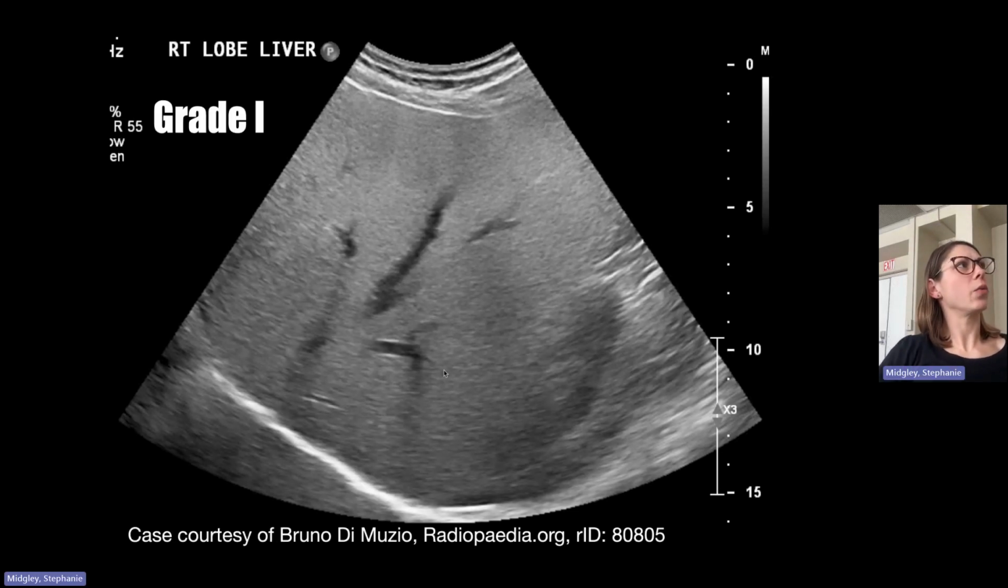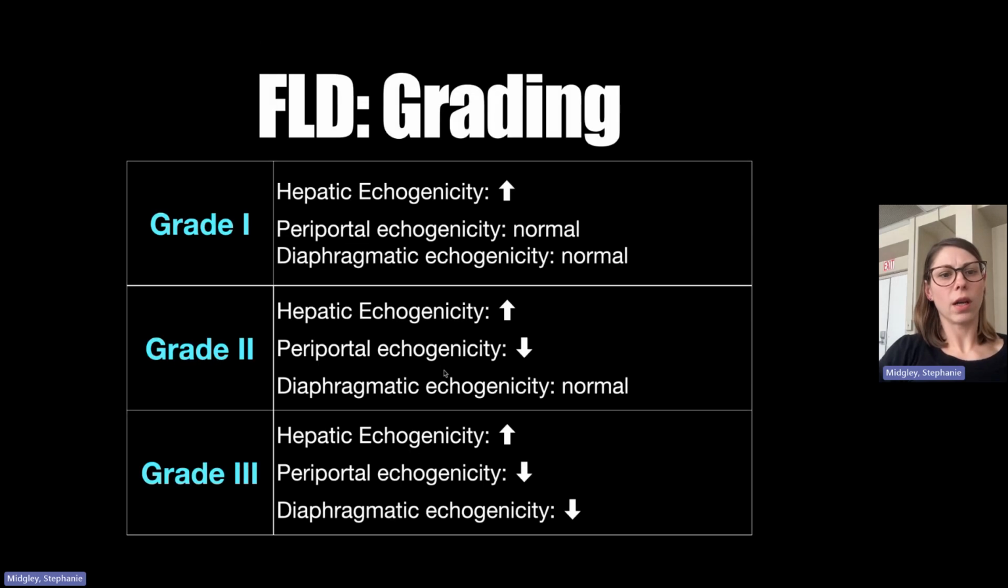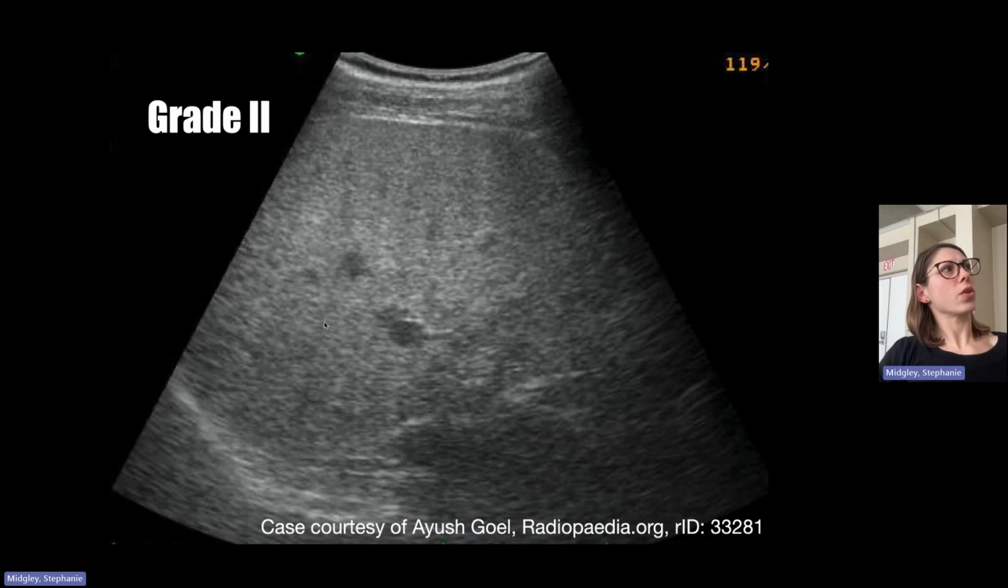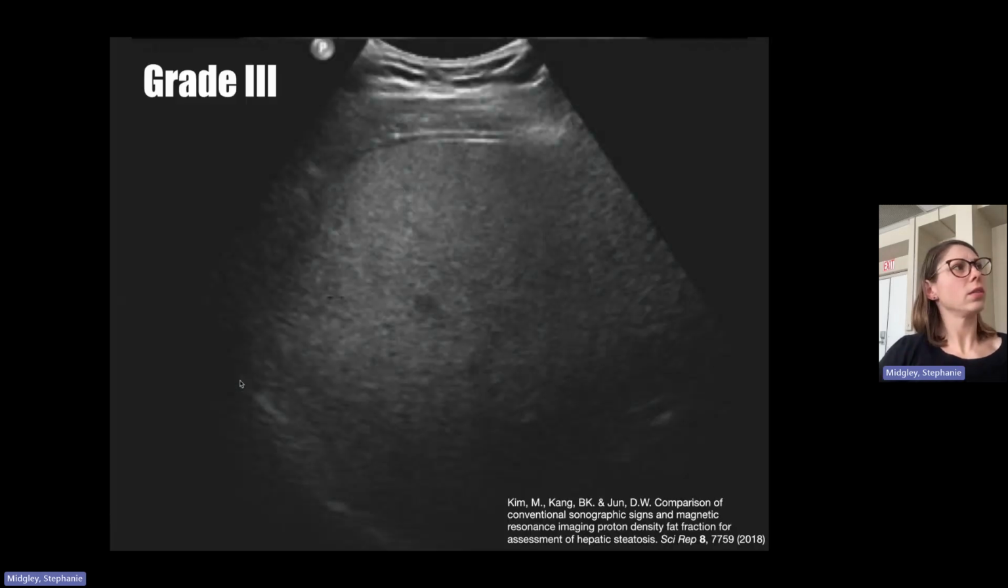Essentially for grade 1, you're going to get the increased echogenicity, but your vasculature is going to be kind of intact, and you can still see the diaphragm pretty well. Grade 2, you start to lose the differentiation of the vasculature. You lose the bright walls around it, and the echogenicity of the deeper parts starts to get a little duller. Same thing here. And then grade 3, you get bright, you lose the blood vessel differentiation. It gets darker as you go further down towards the liver, but now you've lost the differentiation of the diaphragm. So there's a nice example.